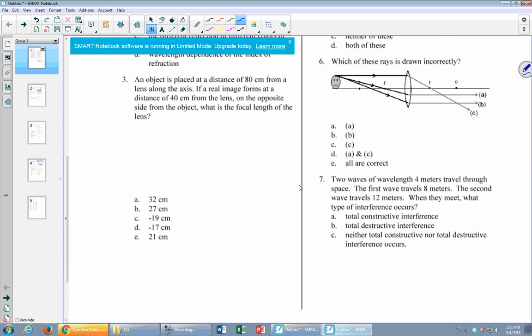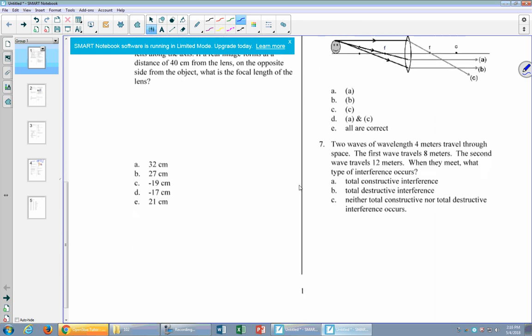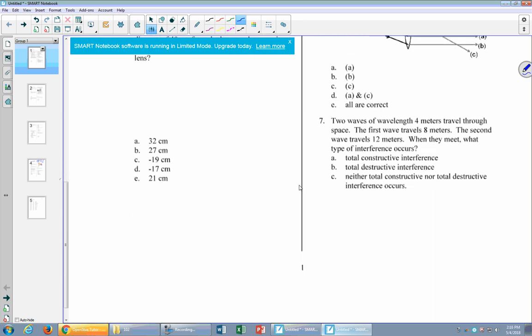That number 7 right there, that was an OpenStax question too, except the choices were total constructive, total destructive, or a little bit of both. Yeah, that's the same as C. That is neither total constructive nor total destructive. Which would it be in this case?